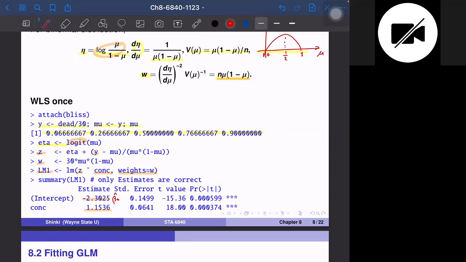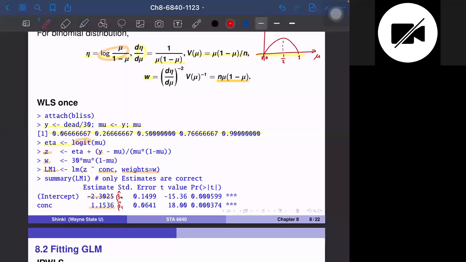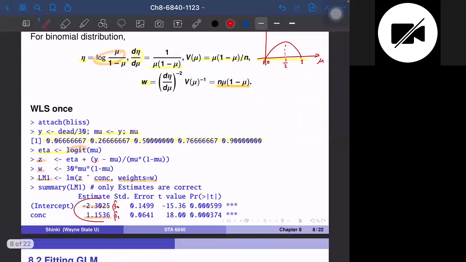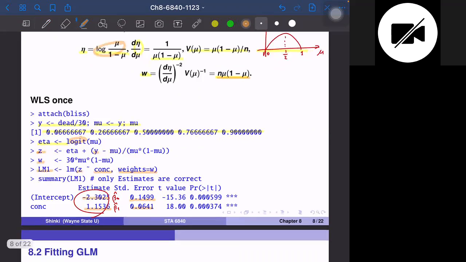And you can see that even though we just fit once, these estimates are pretty close to the previous result. Previously they were negative 2.32 and 1.16, but now they are negative 2.30 and 1.15. So almost the same. The standard errors are totally off. This was 0.1, while this was 0.42 and this was 0.18. So it's totally off, but this is because the methods are different and this is inaccurate. So we estimate it later.